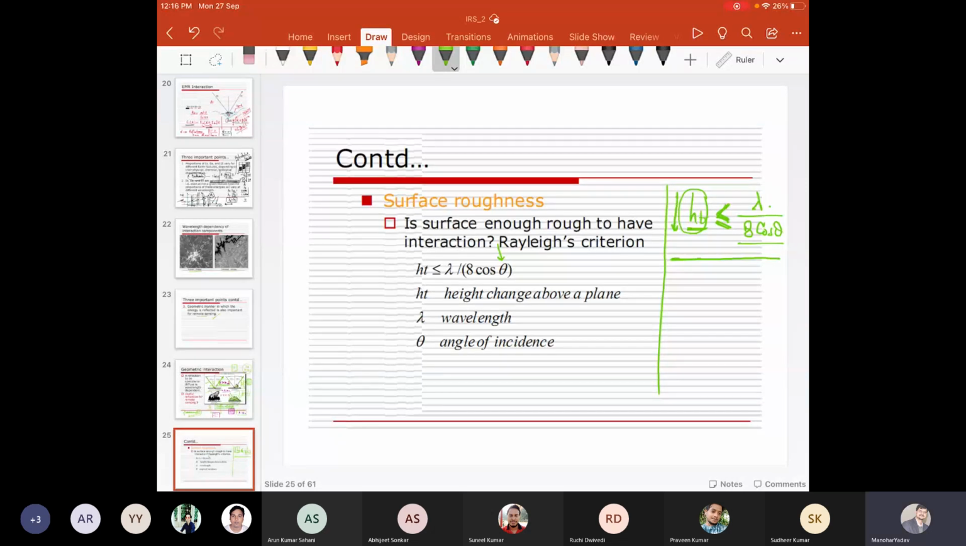I want a response from you. If this inequality is satisfied, then what kind of reflection takes place?